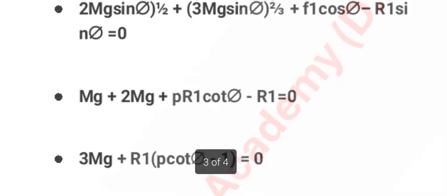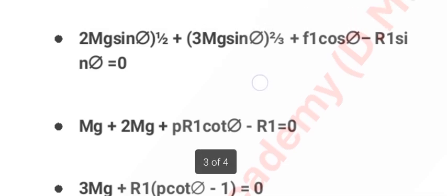Okay, so here, what did I do? I'm having 3mg plus 2mg plus P R1 cot theta minus R1 is equal to 0. Okay, look at something. From here, you realize that these two will take care of this half. You'll be left with mg sine theta. Now, at the same time, I divided all through by sine.